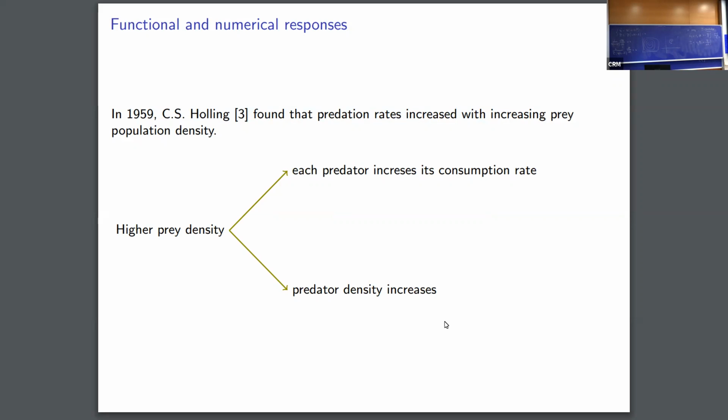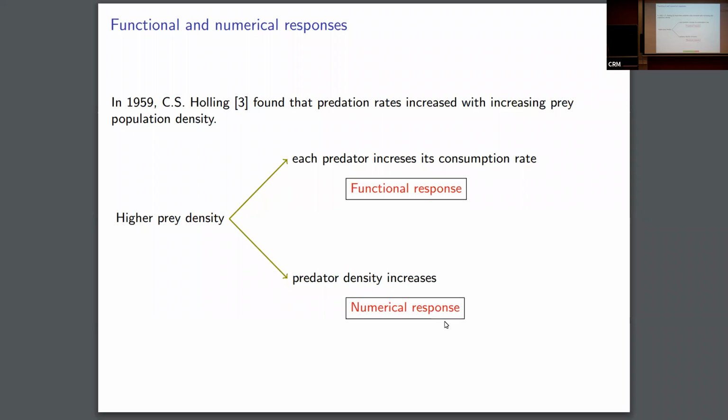Okay, there are more. Second, the predation rate increases. And this is quite normal. If you go to a bakery and you love cakes, and you have just one cake, you eat it, but if you have plenty of cakes, for sure you are going to eat more than usual. So this happens with a predator. And there could be two kinds of responses, the functional response and the numerical response, okay?